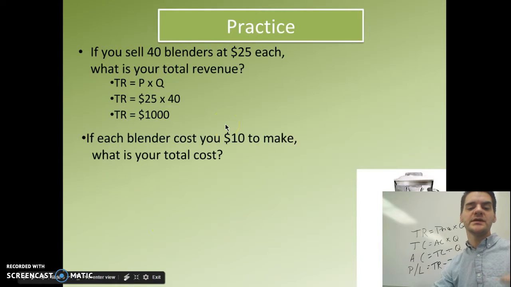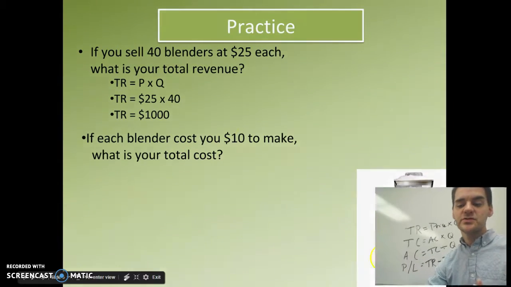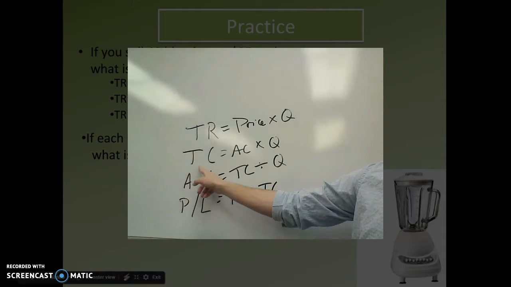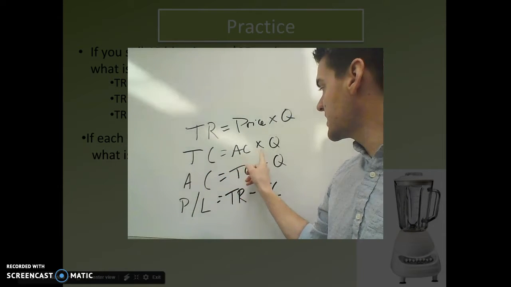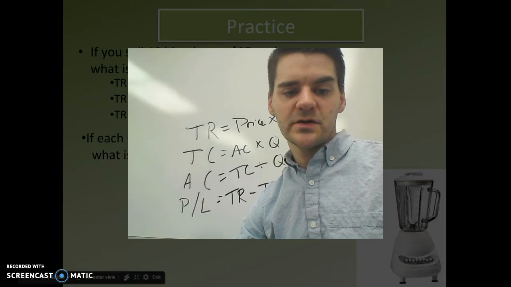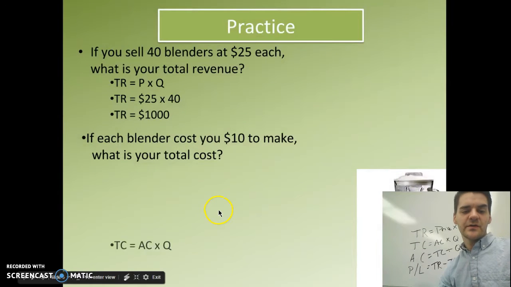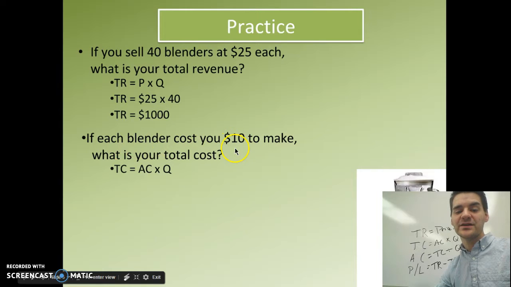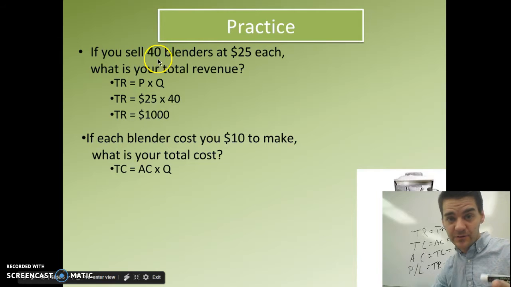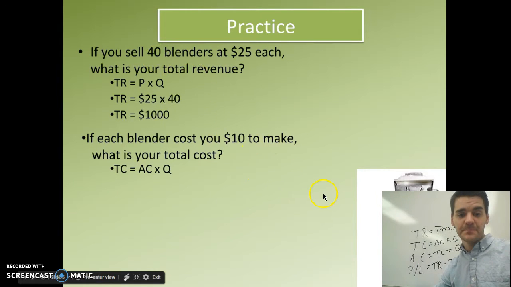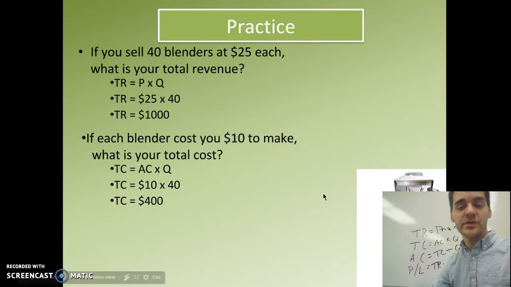So let's keep going. We need to calculate our total cost. So to do that, we need the second formula. Total cost is average cost times quantity. So let's go ahead and see what that ends up being. So there's our formula. Our average cost, it says here, each blender costs us $10 to make. That's average cost. And quantity is still 40. It's the same 40 blenders we talked about up there. So that'd be 10 times 40. So our total cost comes out to be $400.